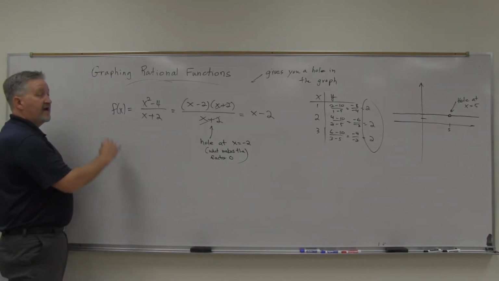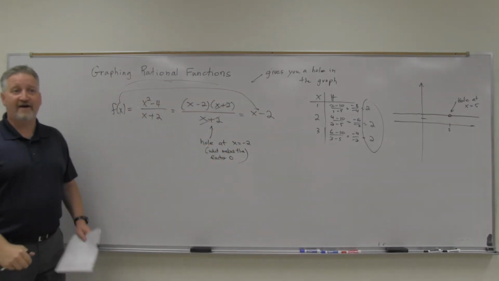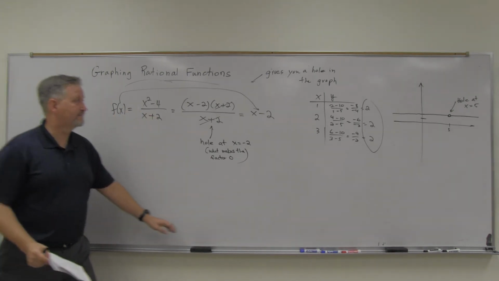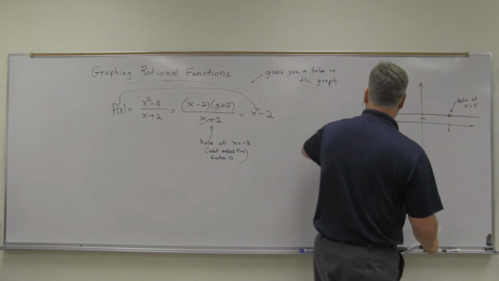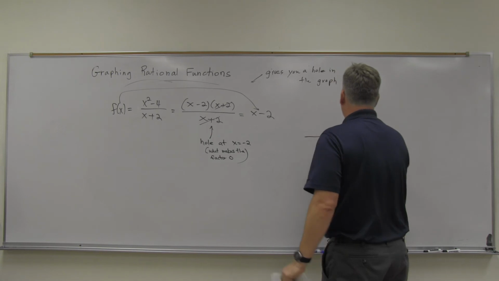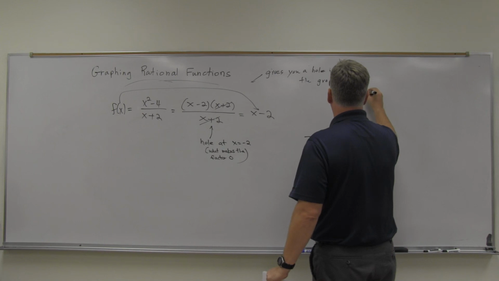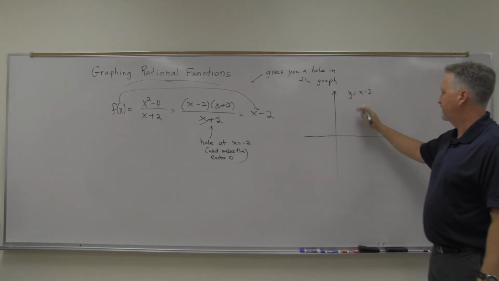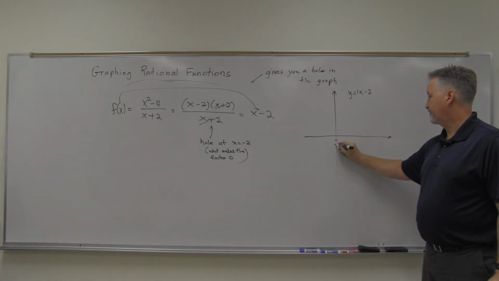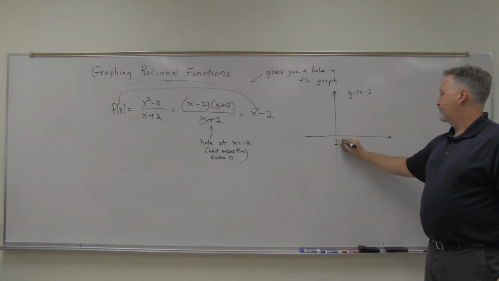All right? But now look at what I've got left: f of x equals x minus 2. What kind of graph is that? That's just a line, isn't it? A y equals mx plus b line, except it's got a hole in it. So if I graph y equals x minus 2, that's basically what I'm graphing here. M is 1, b is negative 2, so the y-intercept's negative 2. M is the slope, so rise 1, run 1.